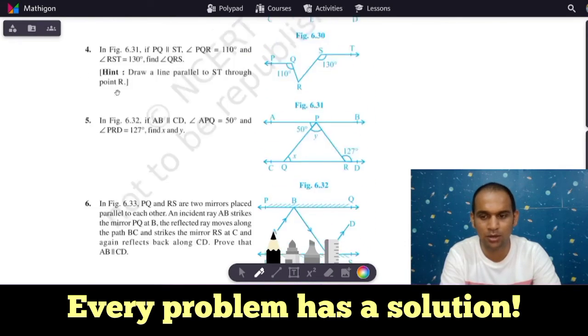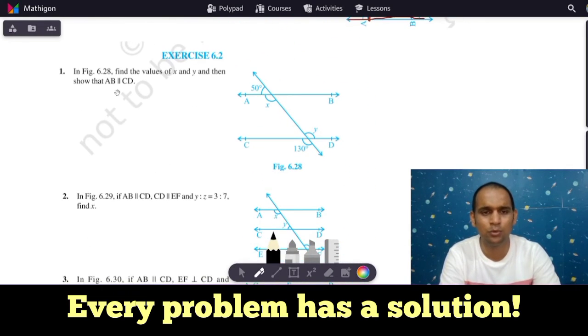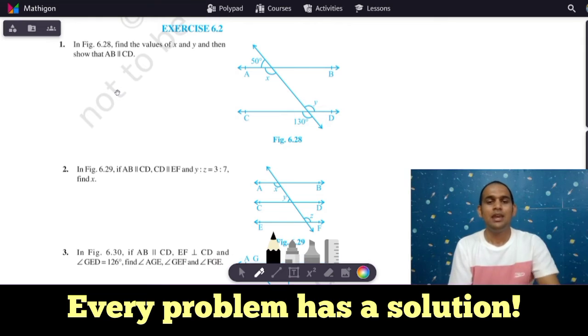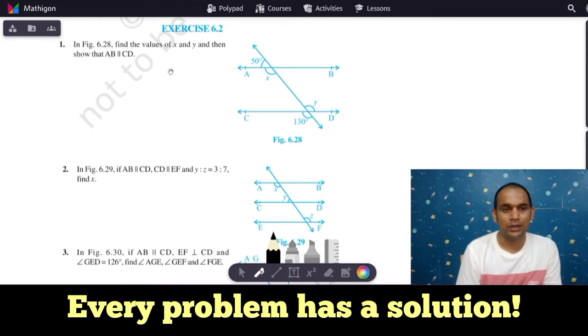There are 6 problems in this. So this will take more 15-20 minutes. Let's get going. So now find the values of X and Y over here. Very easily understood. 50 and X form a linear pair. So X will be 130 because 180 minus 50 is 130.